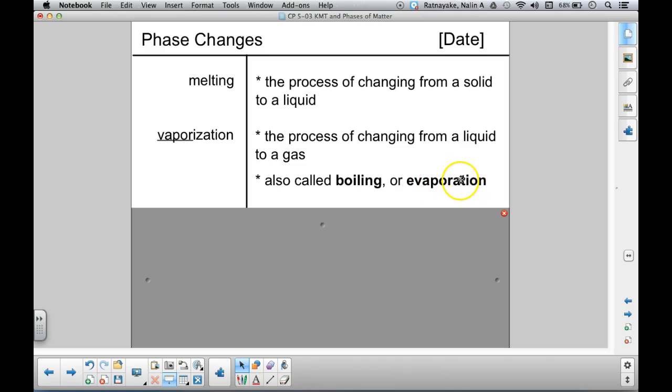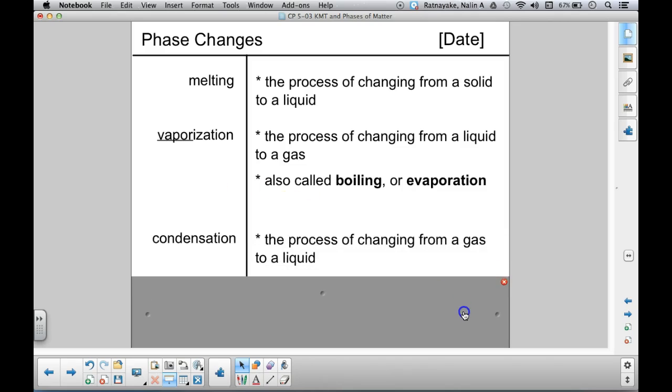So this would be just like a puddle, or you leave a cup of water outside in the air, and at the top of that water, the surface of that water is going to turn into a gas and evaporate off. So a little bit of a technicality difference. You don't really need to know that too much. Just understand that both of these words, boiling and evaporation, both of them refer to the process of turning from a liquid to a gas, which we're going to call vaporization.